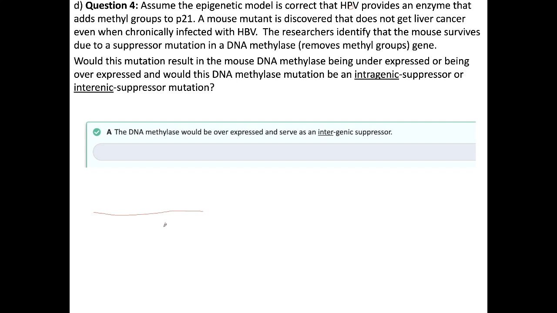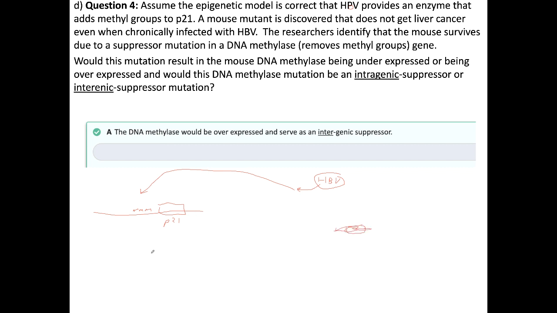You have your P21 gene here that we had on the last slide, and when HBV, the virus, enters a cell, it makes an enzyme that adds the methyl groups to the promoter, thereby shutting off this gene. And then with this gene shut off, like we talked about in the first question, that prevents the cell cycle from stopping and mutations accumulate, and that will lead to cancer.